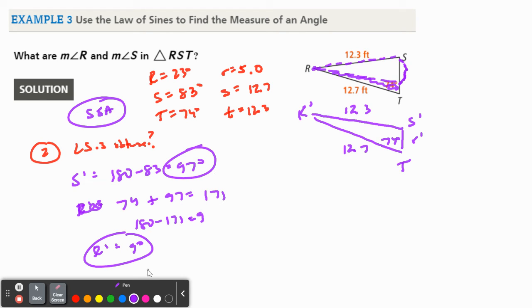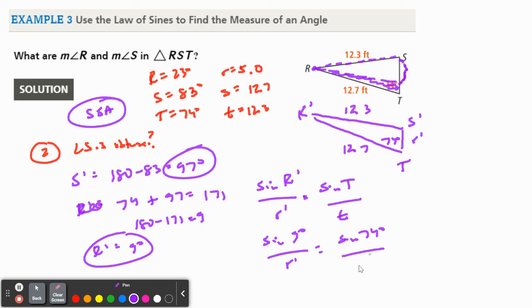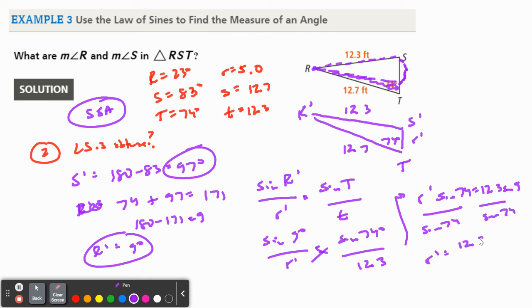And now we're going to find side r the exact same way. So we're going to use R primes. So sine of R prime over r prime, and we're going to use the T's, equals sine of T over t, right? Sine of 9 degrees over r prime equals sine of 74 degrees over 12.3. We're going to cross multiply. I'll do it up here. So r prime sine of 74 equals 12.3 sine of 9, and divide by the sine of 74. And we get r prime is 12.3 sine of 9 degrees over sine of 74.